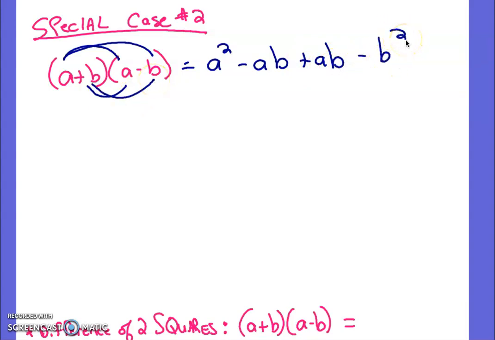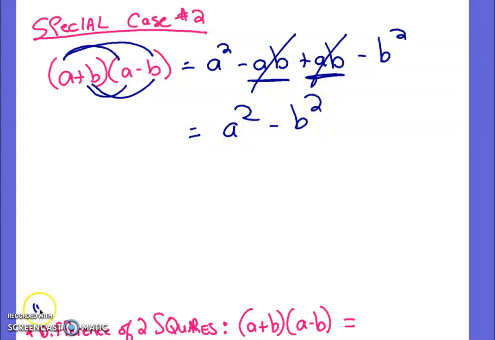And again, I want you to notice the two middle terms. What happens with the two middle terms? I have negative ab and I have positive ab. They're going to literally cross each other out. So this is special case number 2. This is called the difference of squares. So you have a plus b and a minus b. It looks like the same exact parenthesis, but one's a plus and one's a minus. So you're going to end up with the middle term crossing out. And so basically it's just going to be the first term squared minus the second term squared.